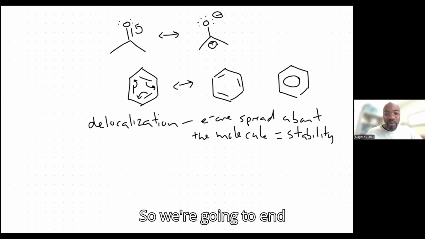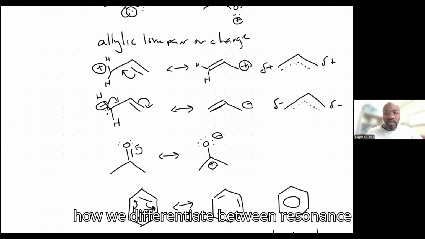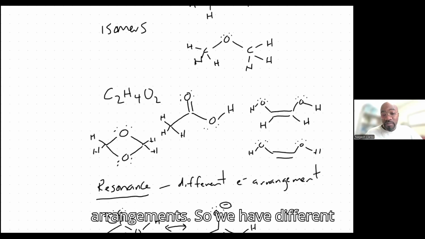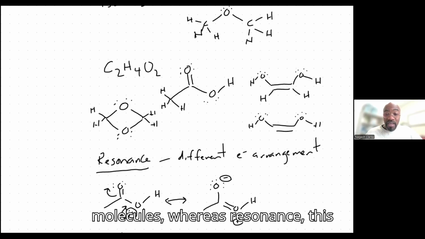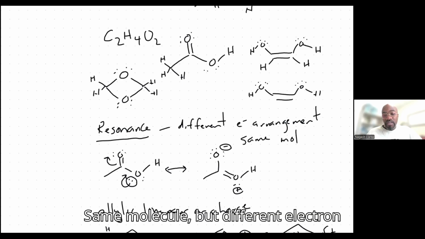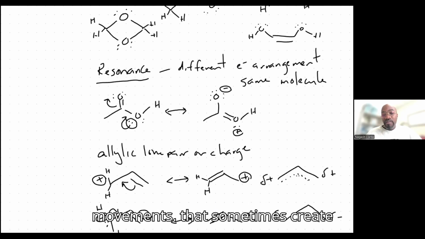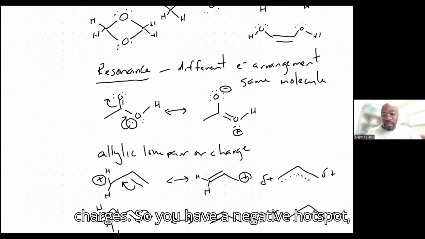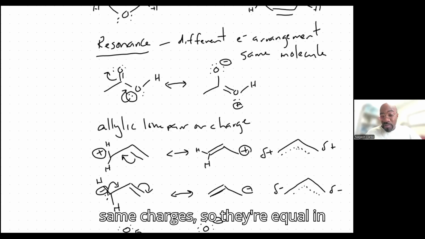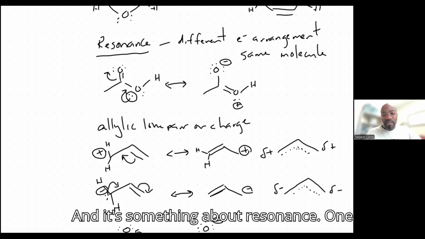So we're going to end here for today. We just briefly went over how we differentiate between resonance and isomers. Remember, with isomers, we're looking at different molecules, whereas with resonance, this is the same molecule, but with different electron arrangements. A very key difference. And then resonance comes with these electron movements that sometimes create charges, so you have negative hotspots and positive hotspots. Sometimes both resonance forms have the same charges, so they're equal in stability. Whereas this one up here is more stable than that one because that one has charges and this one doesn't. That's something about resonance.